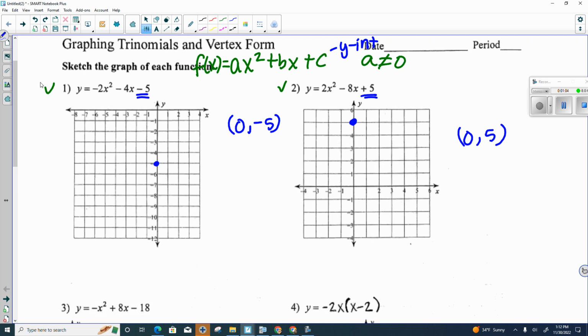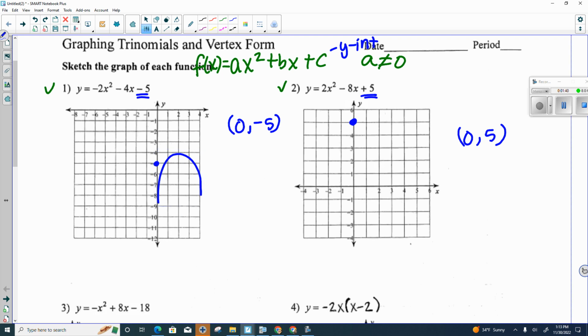A parabola is a U-shaped graph. It can be facing up like a normal U, or it can be facing down, and it has some important parts. So if you think about me drawing a U, where exactly do I put it, right? Is it going to be down low? Is it going to be up high? We know it goes through this y-intercept. We know this one goes through this y-intercept. Is it supposed to be upside down?